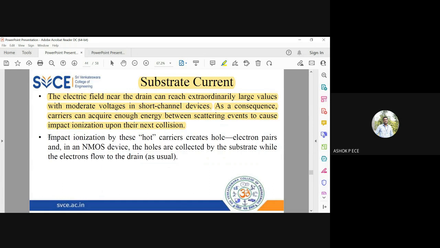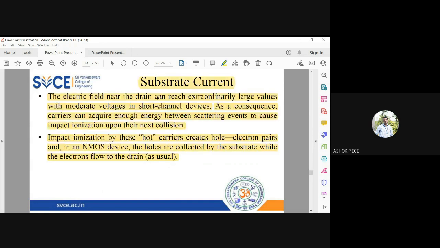And this collision results in impact ionization. They are called hot carriers because they generate electron hole pairs. In an NMOS device, the holes are collected by the substrate, and electrons flow to the drain as usual. This happens because of substrate current. Current is flowing to the substrate because the substrate is going to have negative charge. So the holes generated by the ionization will be attracted towards the substrate, whereas electrons will naturally flow through the drain. This results in the formation of substrate current.